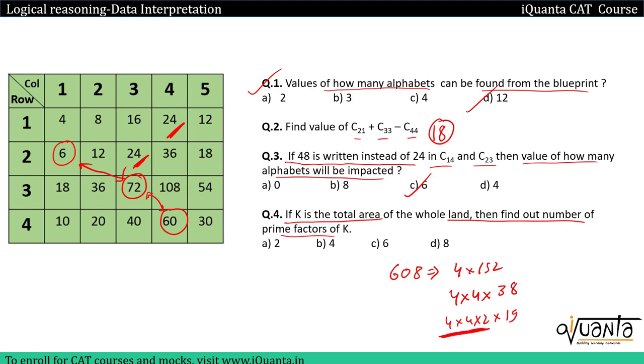So this is completely formed of 2's. So one prime factor will be 2, another will be 19. So we have 2 prime factors. Option A will be the correct answer.